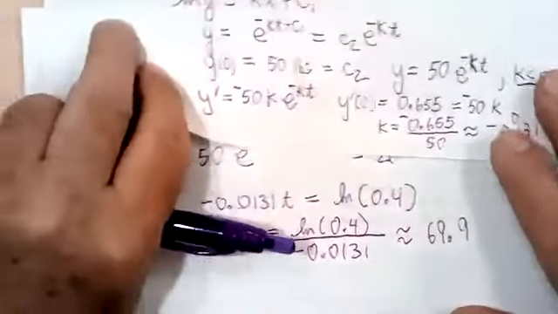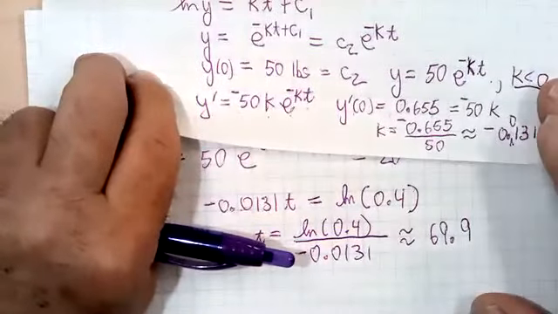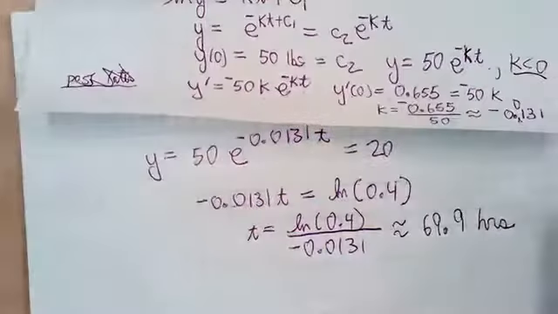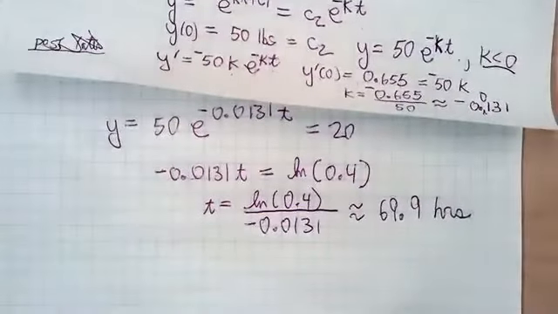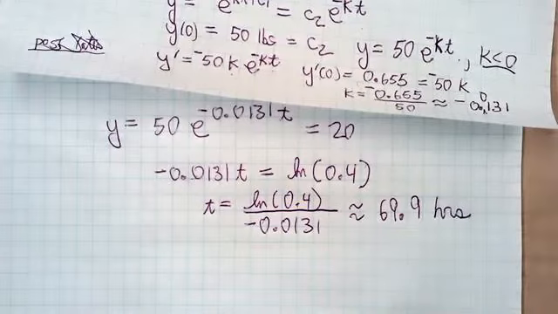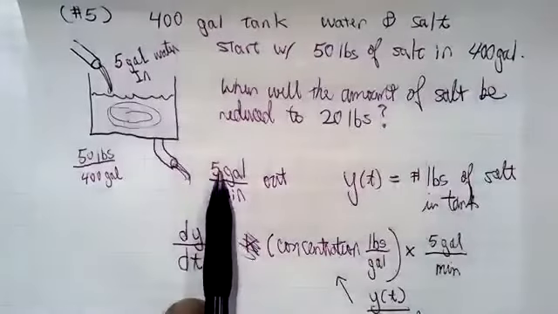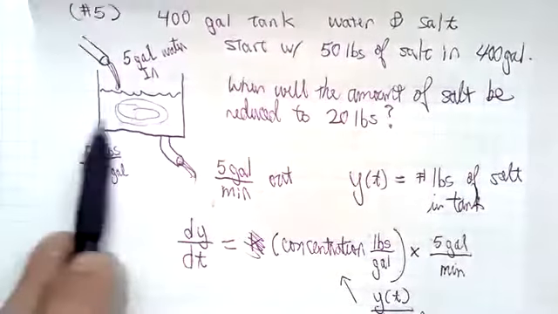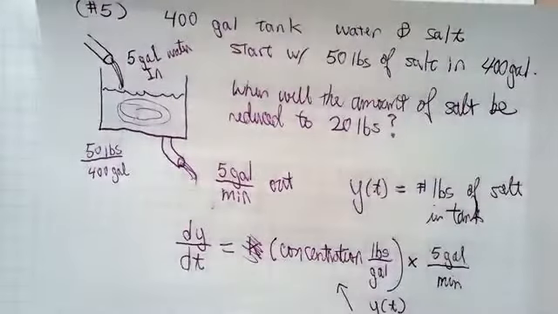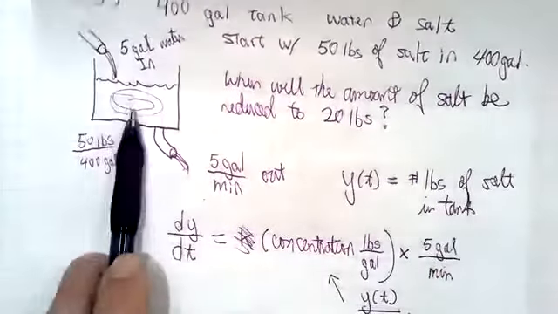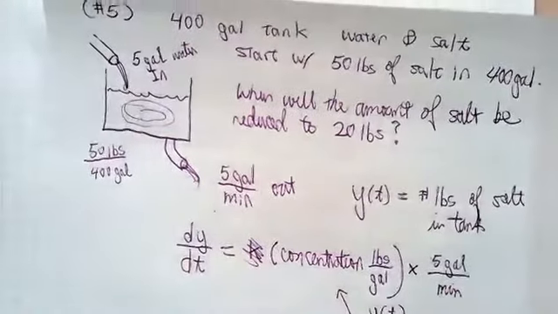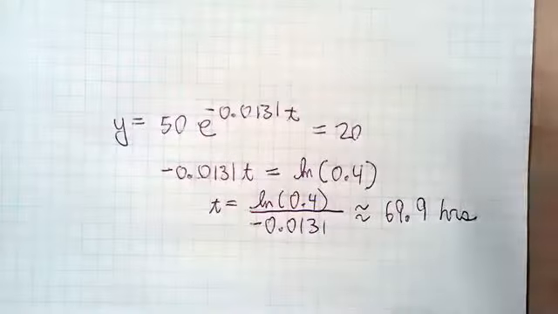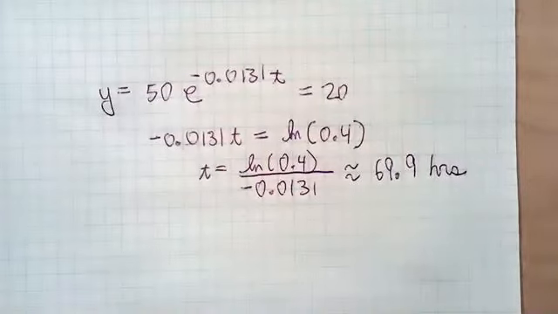And that was in hours, right? So it takes a while to get rid of that much salt. On the other hand, if you think about this, 5 gallons per minute is coming out, and you've got 400 gallons of this brine solution in here. So it's a pretty small percentage of this mixture that comes out in a minute. So it takes a good long time to get rid of that much salt.